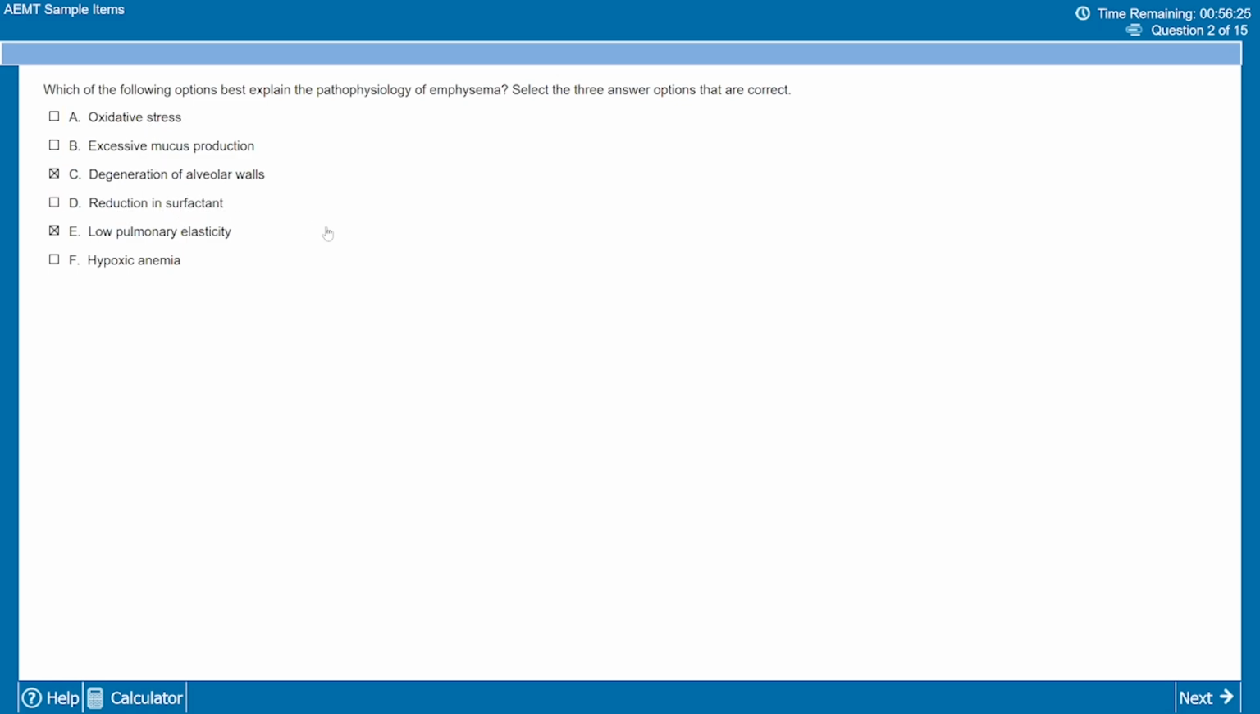This is extremely important that you do this in tests, because now I've increased my odds from a 25% chance to get it right to a 50% chance to get it right, which is huge, because I believe the score you need to pass these tests is like a 950. So I would personally pick reduction in surfactant. If you picked oxidative stress, I'm not going to blame you. I think that's a very fair choice also. But then I'm going to move on from there. I'm not going to spend any more time thinking about this question.